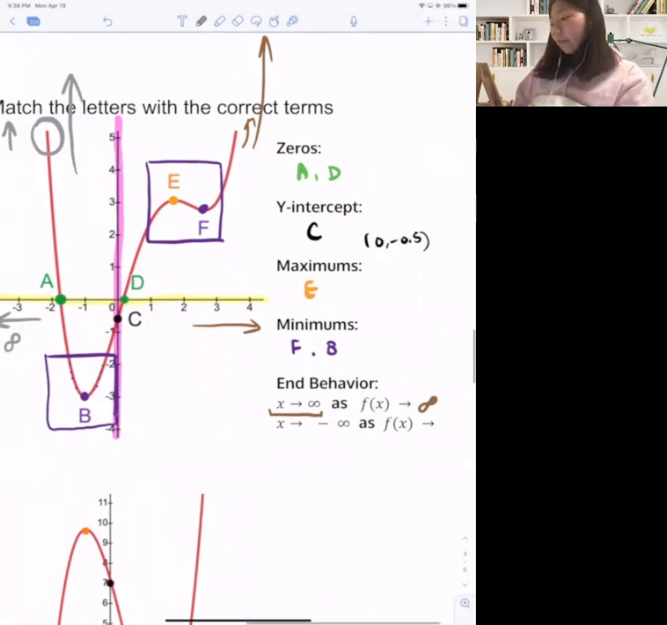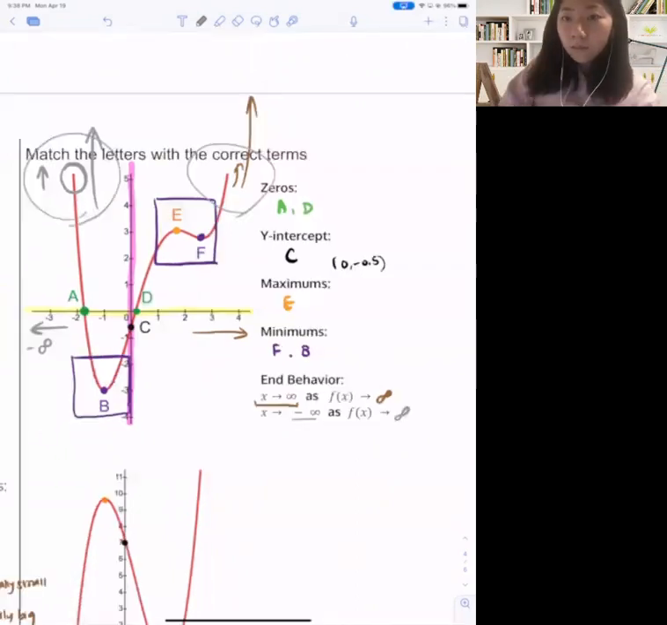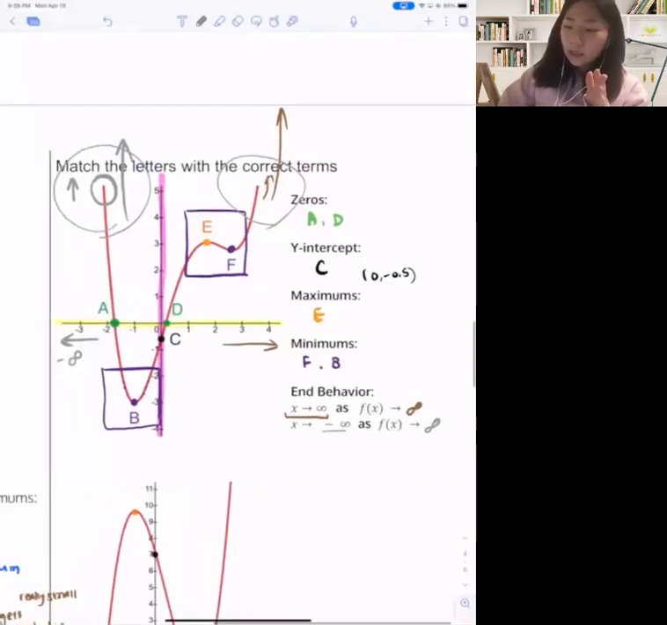A common question I have is, shouldn't we have a negative infinity and a positive infinity for our y? No, you can have two negative infinities or two positive infinities. It doesn't really matter. All that matters is what direction the ends of my function are going. So I don't need to always have a positive and negative. All I'm looking at is what the end of my function is telling me.